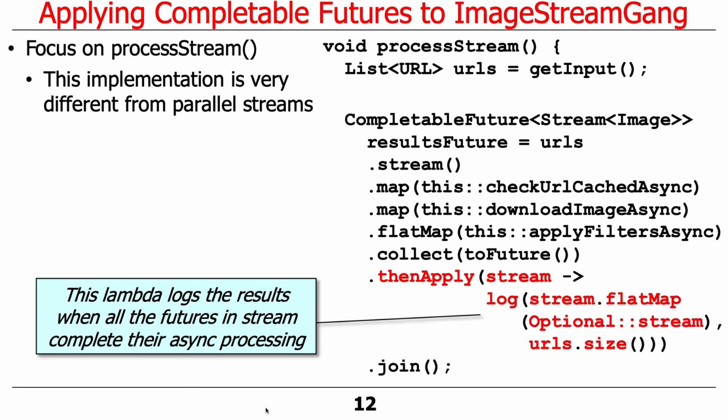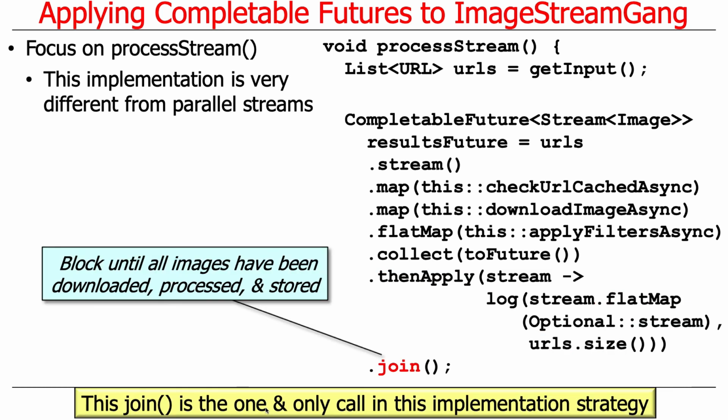And when that future completes, in other words, after everything else is completed, then we're going to go ahead and apply this action. And what this action is going to do is log the number of images that we've successfully downloaded and transformed and stored. So it's just going to log that information. And we'll talk more about this here in a minute.